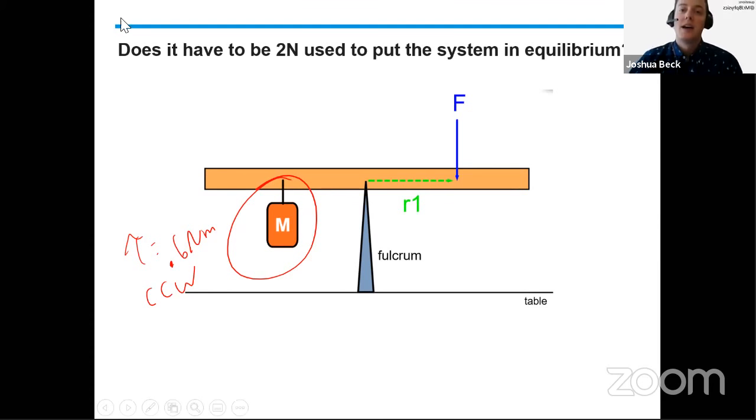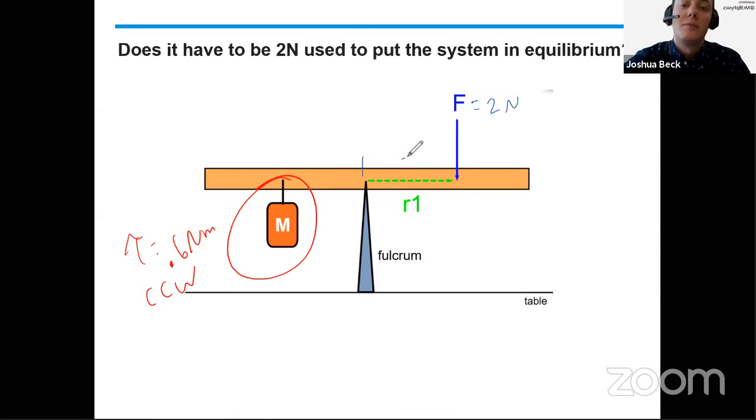I'm trying to stop that rotation. So if I apply with our method 2, I've got it in blue here, if I apply this 2 Newton force at a distance of 0.3 meters, well then yeah, that gives me the torque needed to balance that. But it doesn't have to be 2 newtons. If I apply it at that location, it has to be 2 newtons. But what if I applied at other locations?